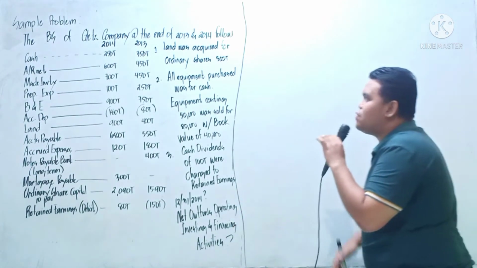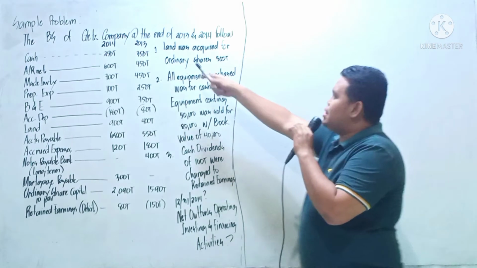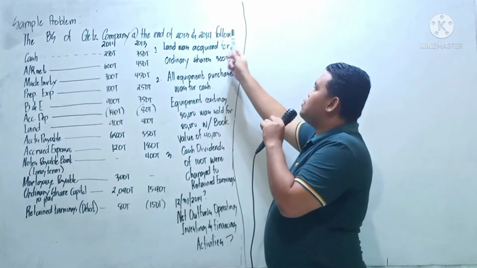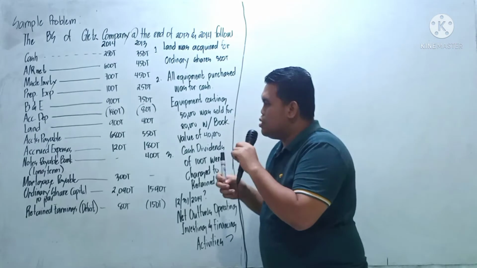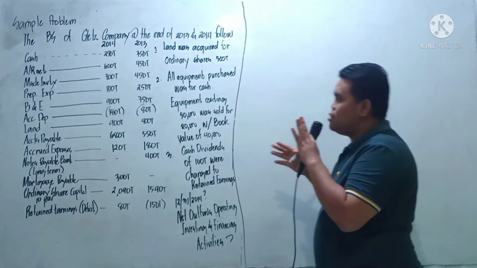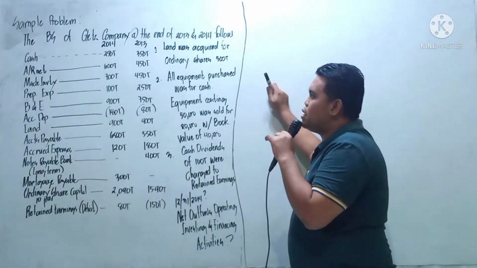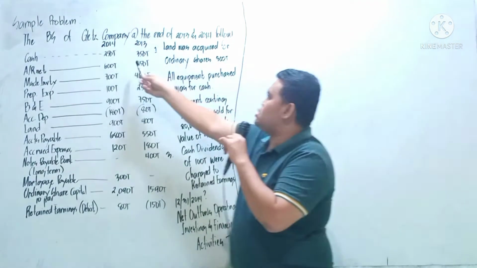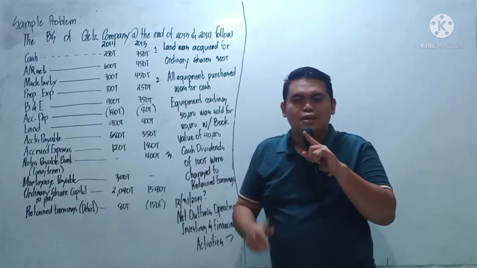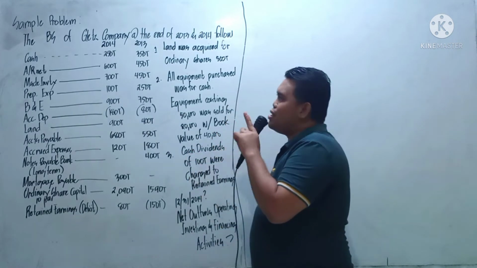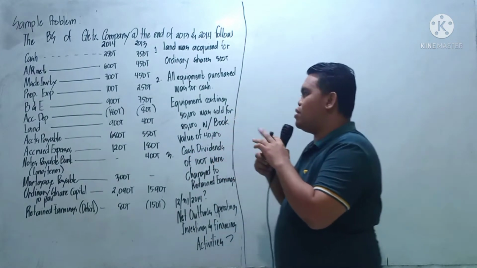The balance sheet of Gled's company at the end of 2013 and 2014 are as follows. Looking at cash, the ending is 250,000 and the beginning is 350,000. So, there is a difference of 100,000. We need to explain that difference of 100,000.